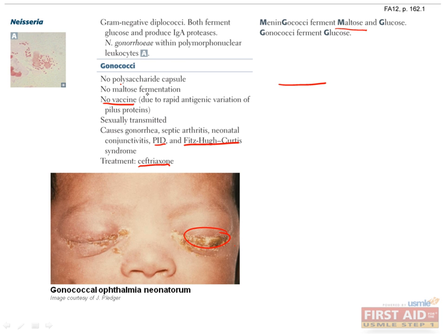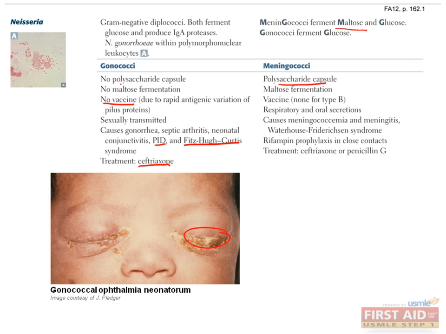There is no vaccine because the pili proteins of Neisseria gonorrhea undergo such rapid antigenic variation that it is impossible to establish long-lasting immunity. Now let's talk about Neisseria meningitis. This organism is responsible for causing bacterial meningitis in adolescents and populations within close quarters, such as military recruits or college dormitory residents. Meningitis is inflammation of the meninges, the membranes which cover and protect the brain and spinal cord.